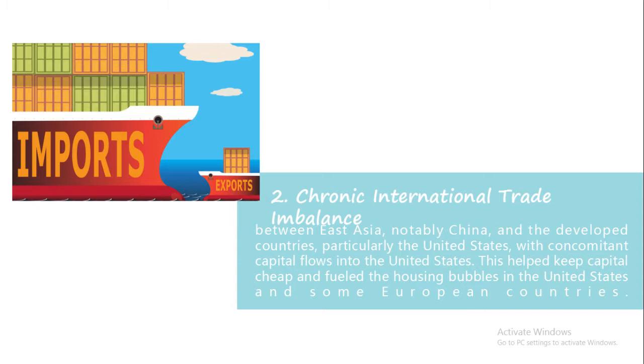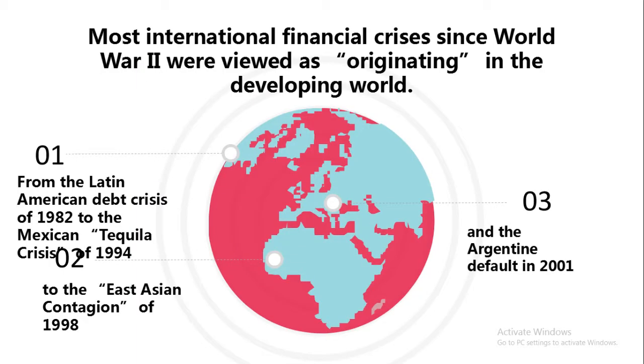A trade deficit typically occurs when a country fails to produce enough goods for its residents. However, in some cases, a deficit can signal that a country's consumers are wealthy enough to purchase more goods than their country produces. These trade imbalances help keep capital cheap and fuel the housing bubbles in the United States and some European countries. Most international financial crises since World War II were viewed as originating in the developing world.